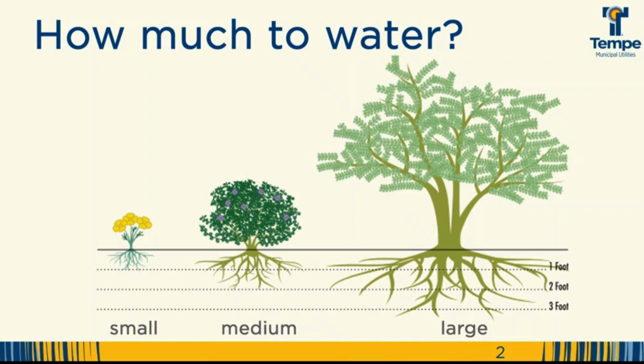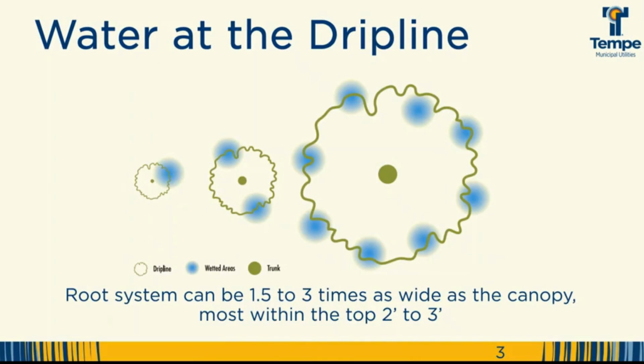Quick rule of thumb to follow when it comes to watering is to water small plants to a depth of 1 foot, medium plants to a depth of 2 feet, and large plants to a depth of 3 feet. Where you water matters as much as how deeply you water. So be sure to water at the drip line of the plant, also known as the drip ring, which is located at the edge of the plant canopy.